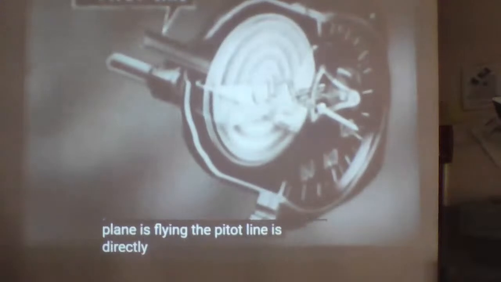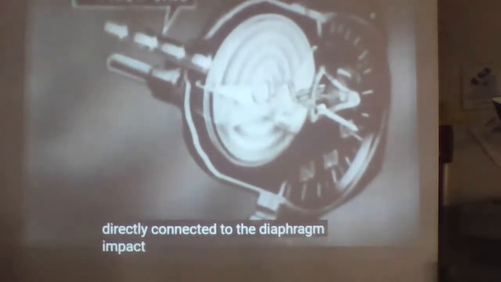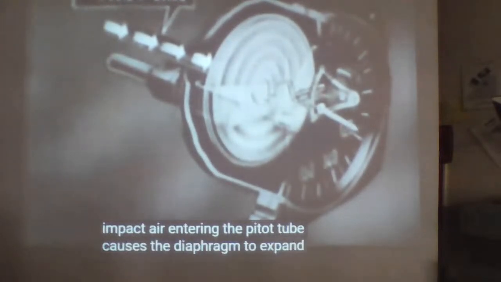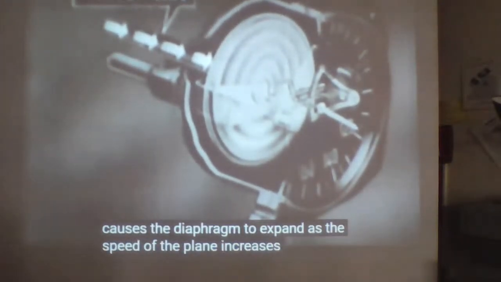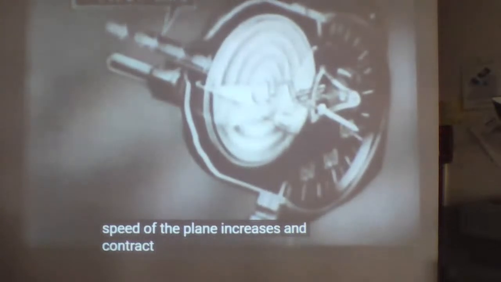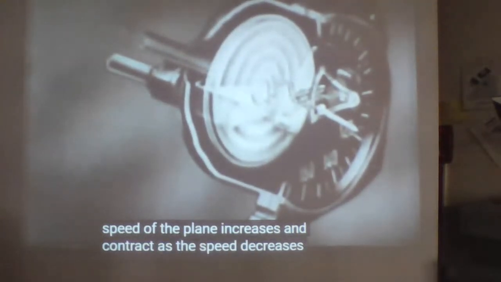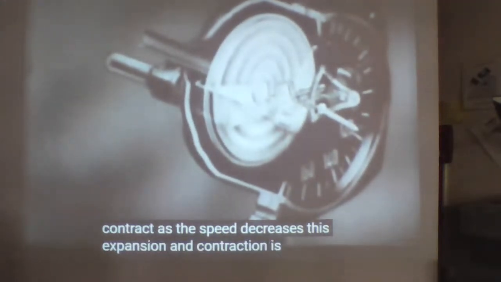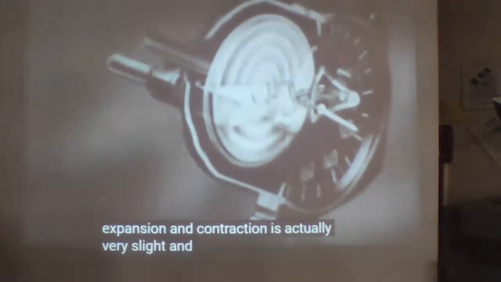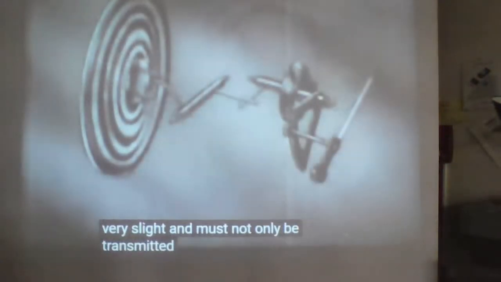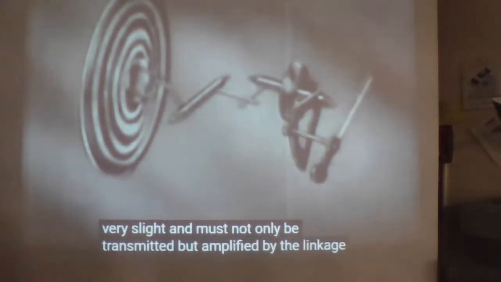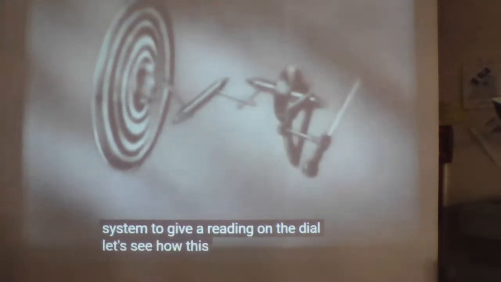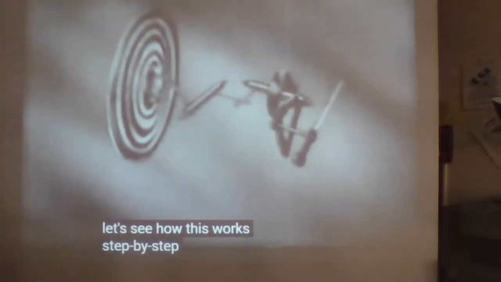The pitot line is directly connected to the diaphragm. Impact air entering the pitot tube causes the diaphragm to expand as the speed of the plane increases, and contract as the speed decreases. This expansion and contraction is actually very slight, and must not only be transmitted, but amplified by the linkage system to give a reading on the dial. Let's see how this works step by step.